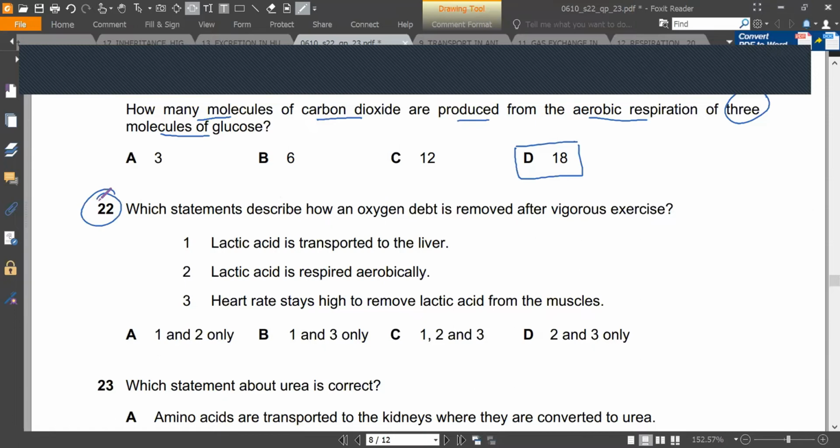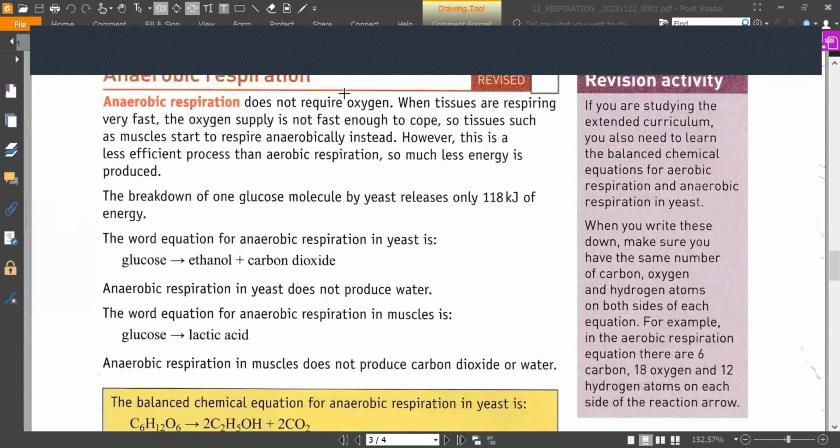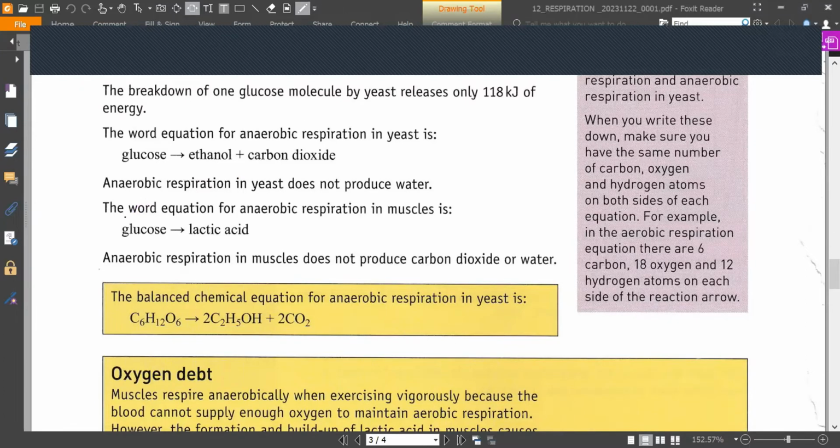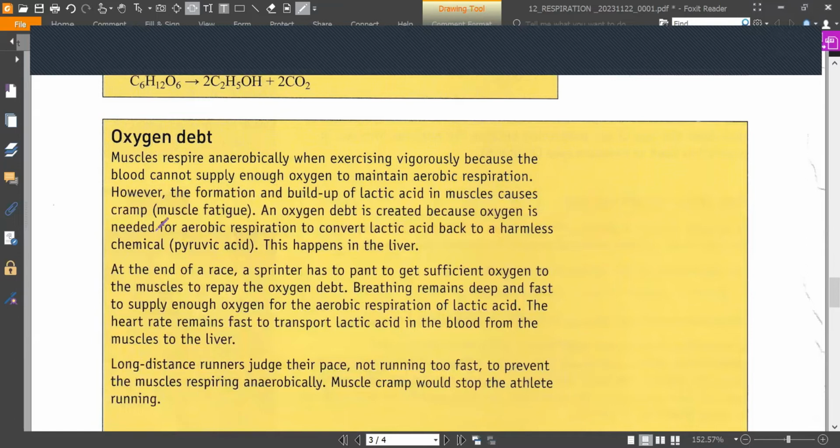Next. Which statement describes how oxygen debt is removed after vigorous exercise? When we are exercising vigorously, we do not have enough oxygen, but we still need the energy. So we will have anaerobic respiration that builds up lactic acid, which is actually the oxygen debt. It will cause cramp and fatigue. Oxygen is needed for aerobic respiration to convert lactic acid back to a harmless chemical, and this will happen in the liver.